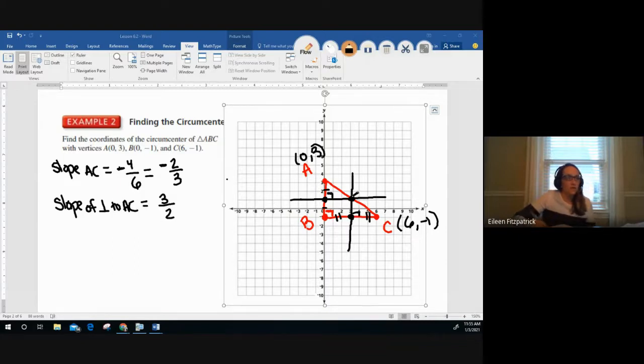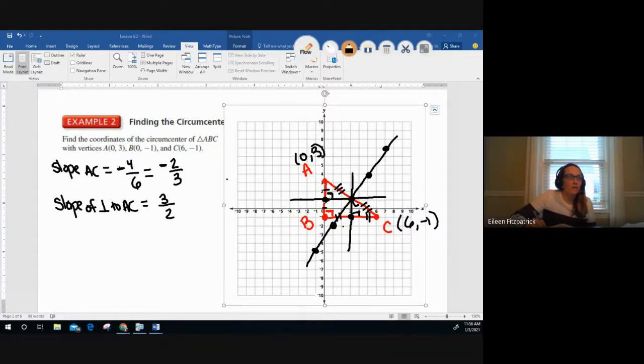So that means from the midpoint of AC, I can go up 3, 1, 2, 3 over 2, 1, 2, and plot a point. There we go. Or it could go down 3, 1, 2, 3 over 2, and plot a point. So if I draw a line through all of those, that is the perpendicular bisector of side AC.